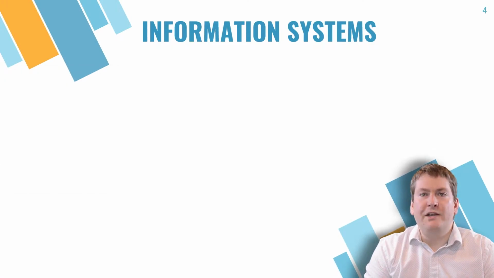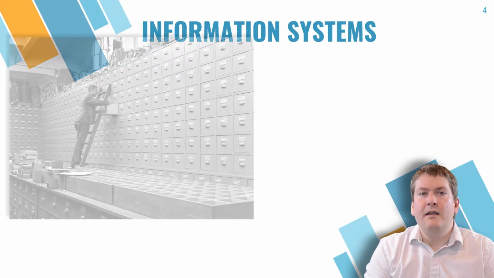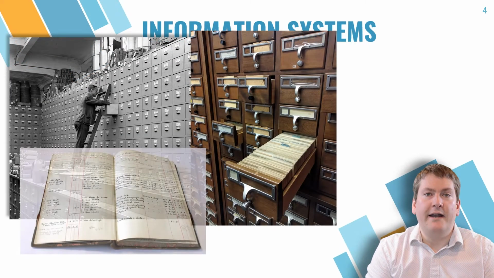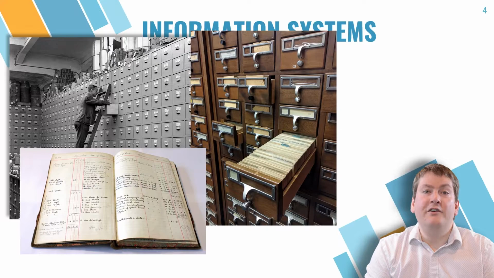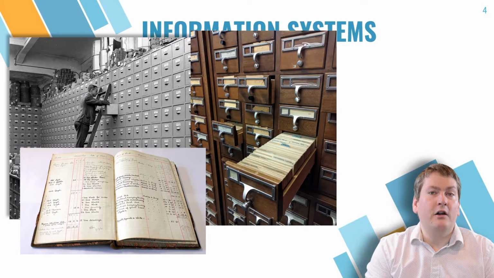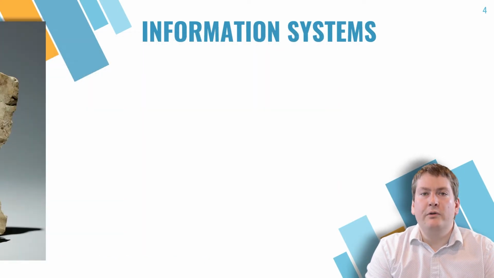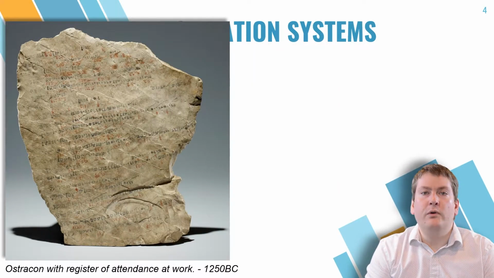Before computers, information systems were largely paper-based, mainly consisting of filing cabinets, card catalogs, and ledger books. In fact, there are historical business records that are arguably evidence for information systems that even predate paper. Shown here is an ostracon, a limestone or clay writing surface used in the ancient world. This one in particular is from the period of Ramses II and 1250 BC. It is essentially a primitive spreadsheet that lists workers and dates in black, and reasons for them being absent from work are listed in red.